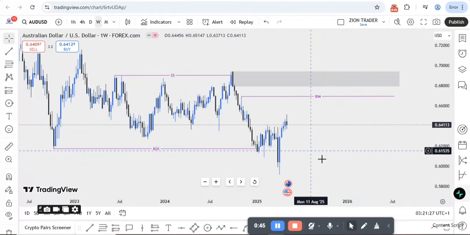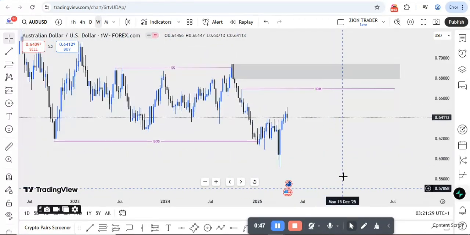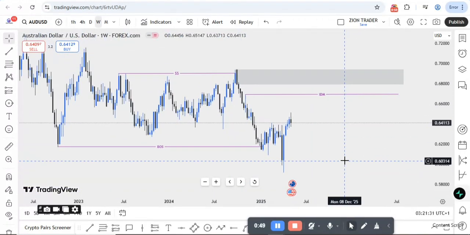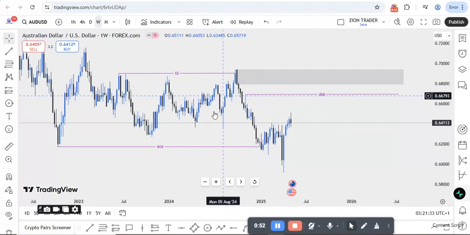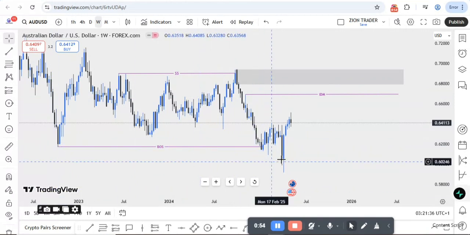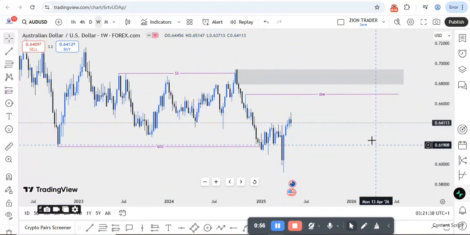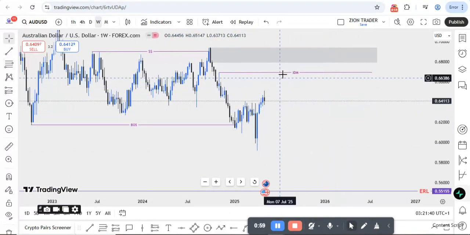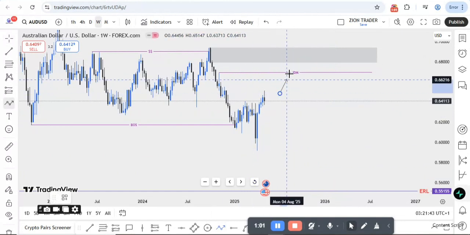Since we already have a target, which is this external range liquidity, we are going to wait for price, and we have a break of structure right here already. We're just going to wait for price to come to our POI, and then we join the sell right from here, guys, right? So that's what we are waiting for right here on the weekly time frame.